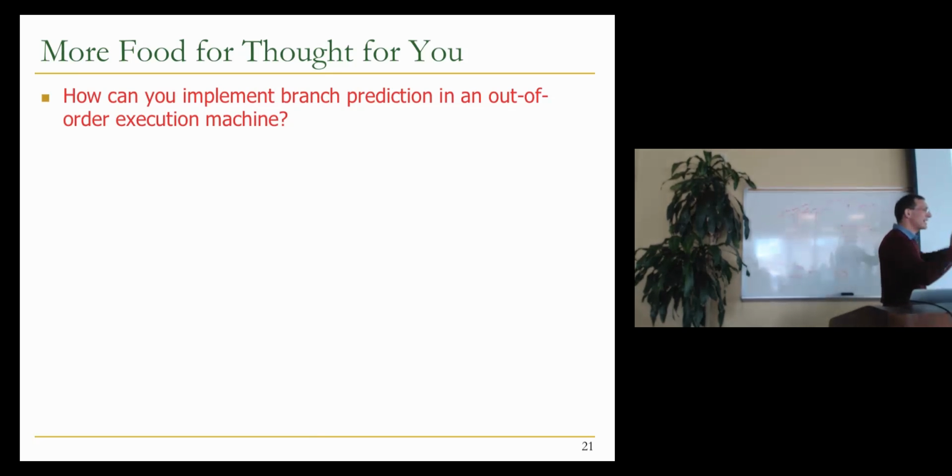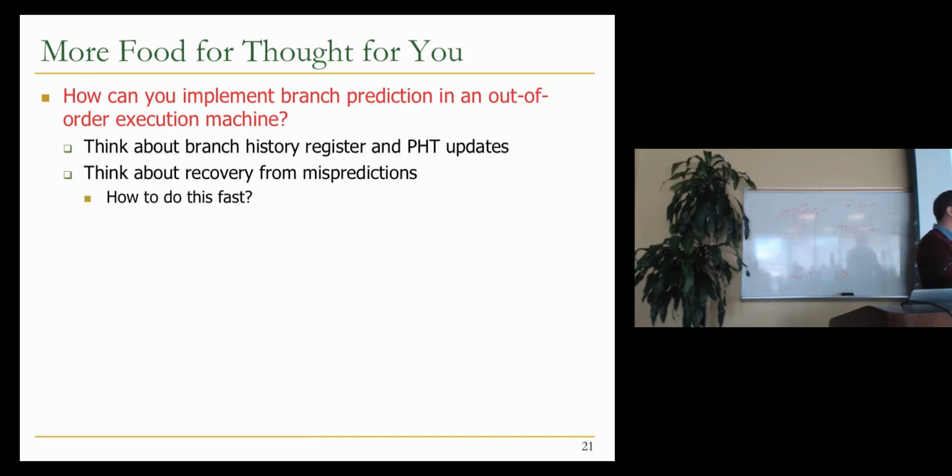Now, combining concepts is interesting, right? How do you implement branch prediction in an out-of-order execution machine? Well, now you have many branches, right? And many branches are actually resolving out of order, too. How do you update the branch history register and pattern history table? Do you update them speculatively, or do you update them in retirement order? Any guesses? How do you update the branch history register if you have a 1,000 or 128 entry window machine?